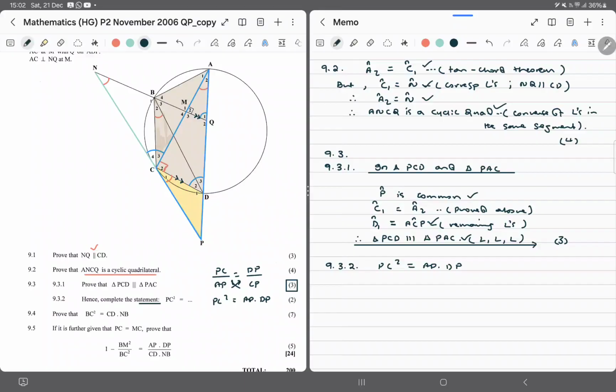Now, remember, we were told to just complete the statement. The question is, is that all? No. Remember, for every statement we write, we must have a reason. So, of course, we can just say triangle PCD is similar to triangle PAC. Because we got it from there, and that's why we know those sides are going to be proportional. But this time we're being challenged into just writing this.